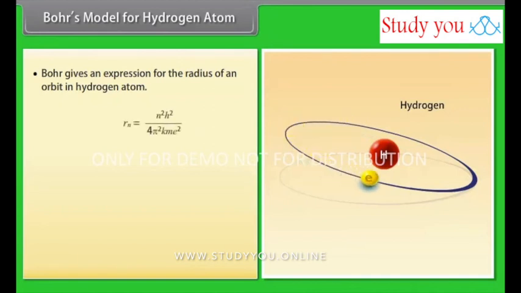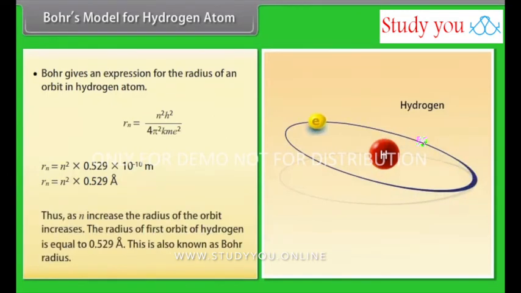Rn is equal to n square into h square divided by 4 into pi square into k into m into e square. Rn is equal to n square into 0.529 into 10 raised to minus 10 meter. Rn is equal to n square into 0.529 angstrom. Thus, as n increases, the radius of the orbit increases. The radius of the first orbit of hydrogen is equal to 0.529 angstrom. This is also known as Bohr's radius.